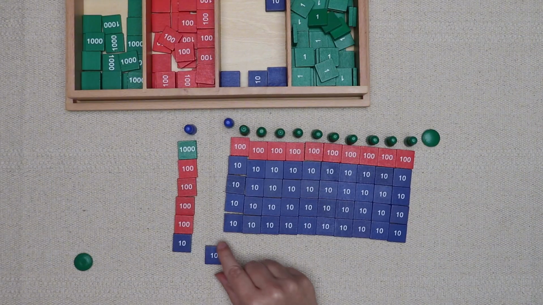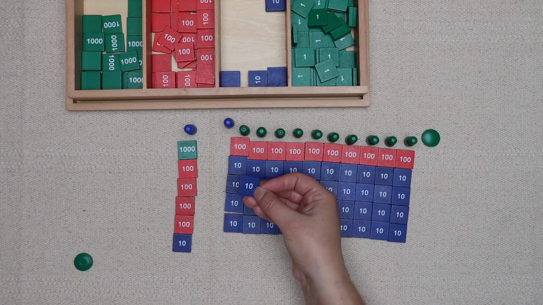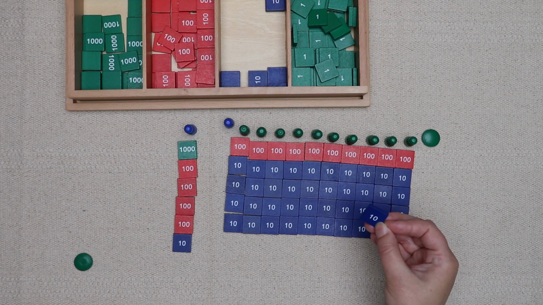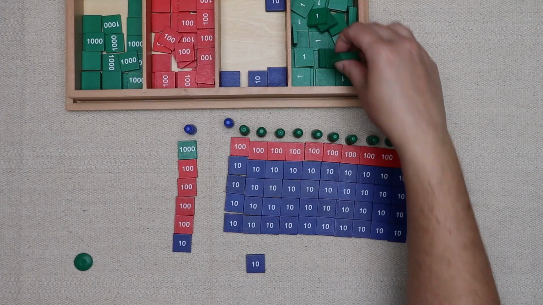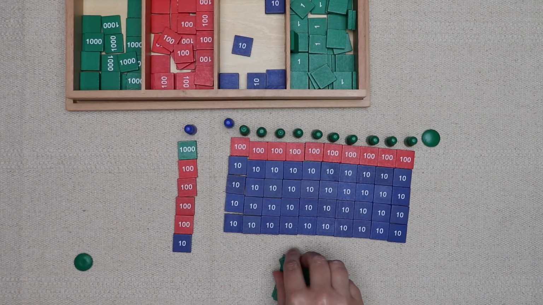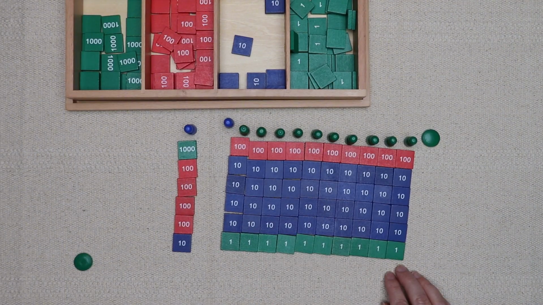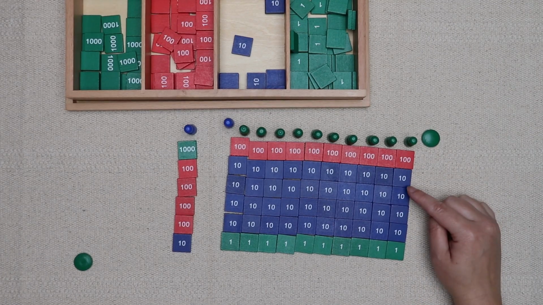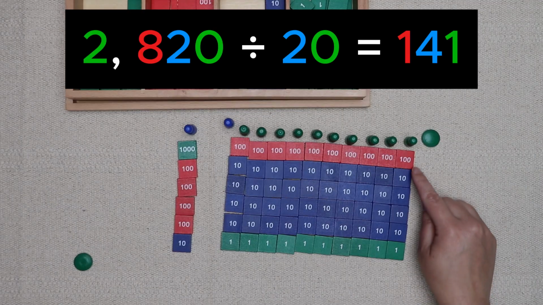Now we have this 10 that was shared with a group of 10, and we know that each child did not get 10. There are 10 ones in a group of 10, so each child fairly got 1. So we are going to exchange this group of 10 for 10 ones. We've made our exchange, so we will evenly share 1 with each child. Now we can see that the share that each child got is 141. 2,820 divided by 20 is 141.